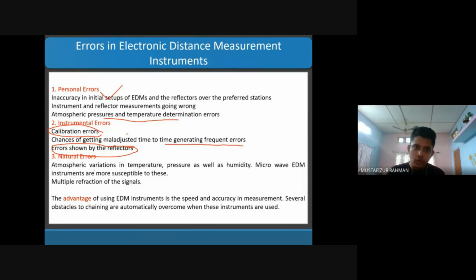So even though we are using electromagnetic distance measurement, a better technology, there are still possibilities of errors. But the advantage is that we have much higher speed and much more accuracy than what we normally have had.